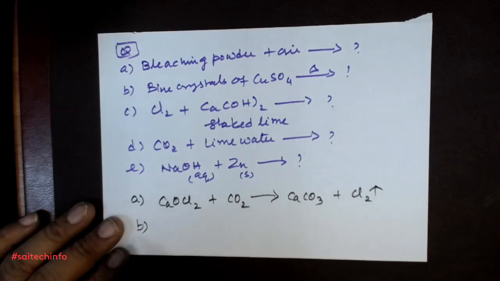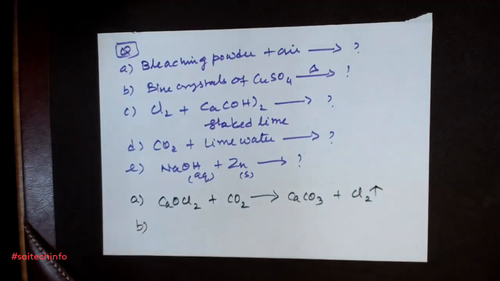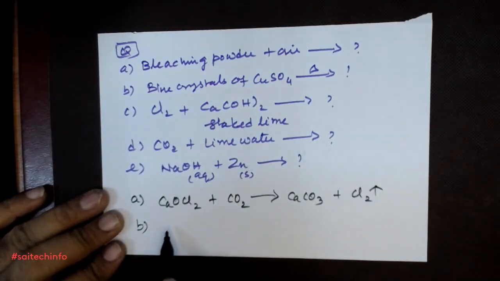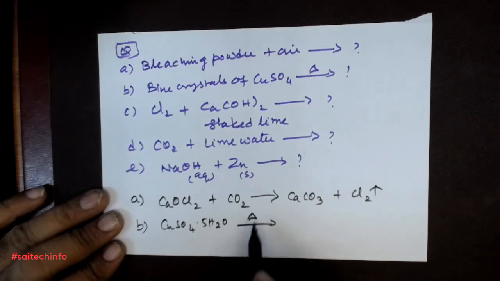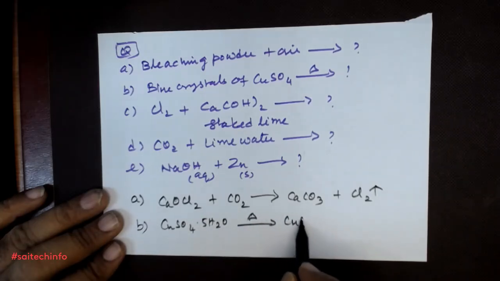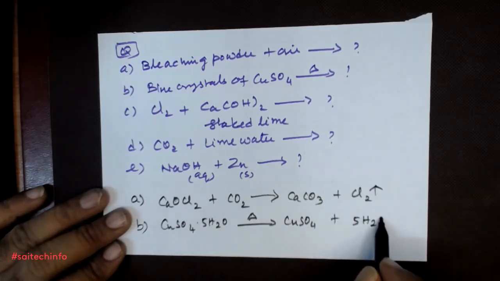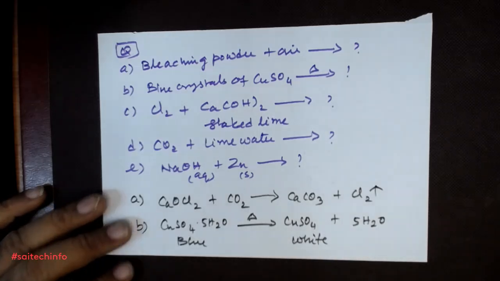B. Blue crystals mean copper sulfate. So you know very well, copper sulfate pentahydrate, CuSO4.5H2O, on heating loses water. So it becomes CuSO4, anhydrous copper sulfate, with the removal of 5 moles of water. So this is blue color, this is white color, dirty white.